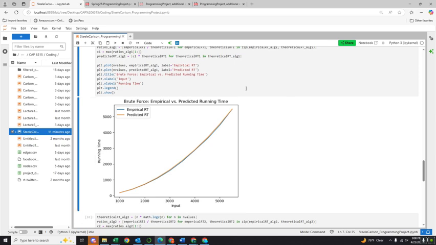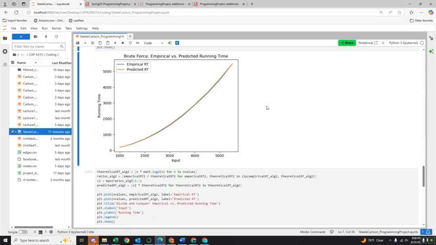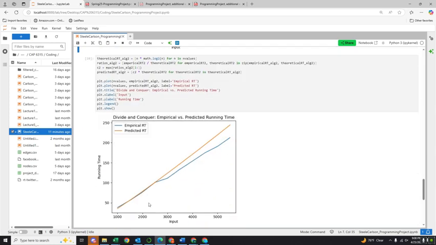For brute force, we can see that it was a good fit for the predicted runtime, which means we implemented it correctly. And for divide and conquer, you can see the prediction was a little over the runtime, so the algorithm ran better than expected.